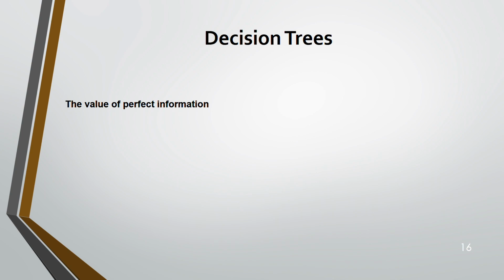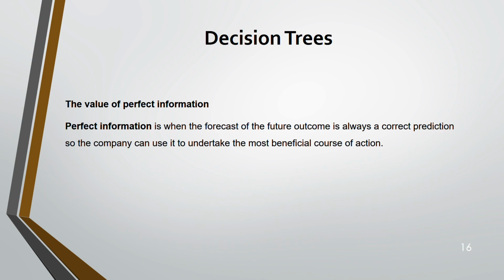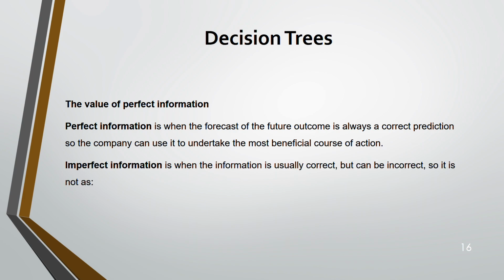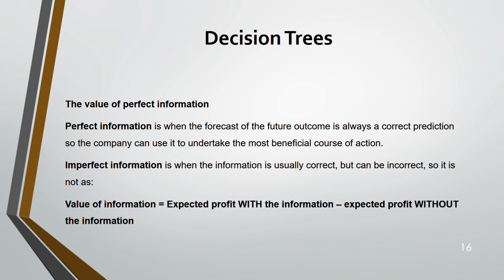Value of perfect information. Perfect information means the forecast that you are using always gives a correct prediction. Okay, so it's good in a way. If it's imperfect, the information might be correct, but it can also be incorrect. So imperfect information does not mean the same as value of information. They're two separate things.